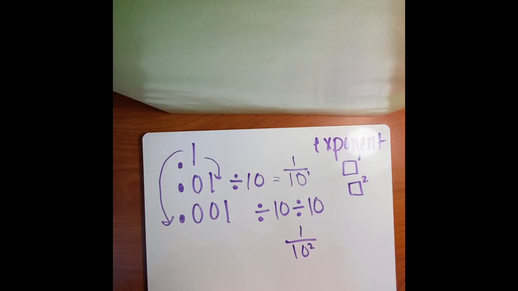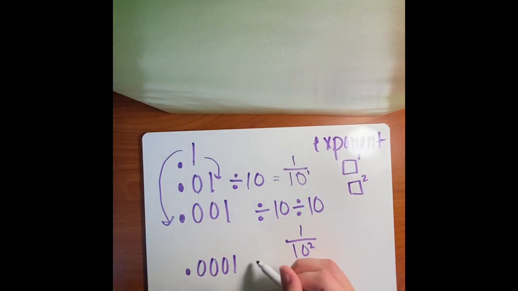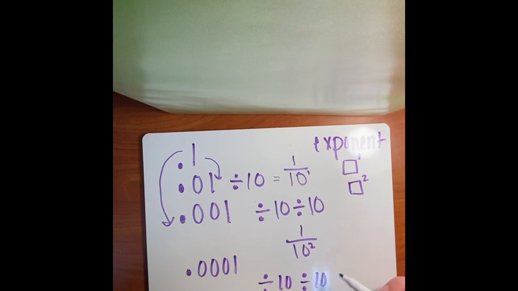So if I wanted to do 1 to this value, what do you guys think that I would do? Go ahead and write that down for me. So this is 1/10 divided by 10 3 times. So that means we have 1 divided by 10 to the third power.